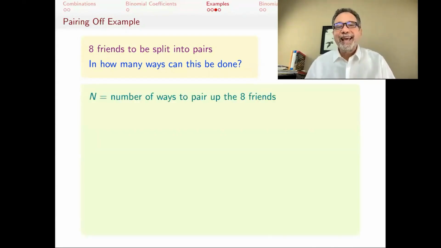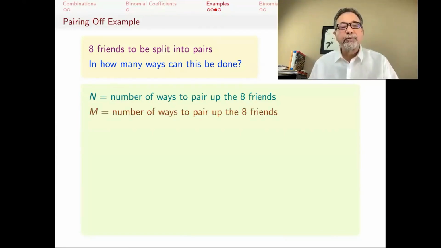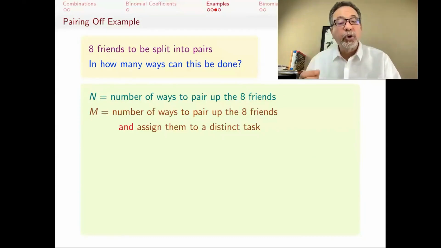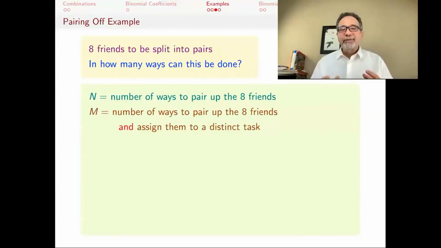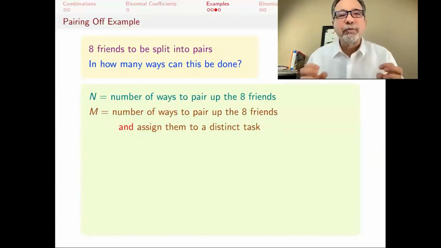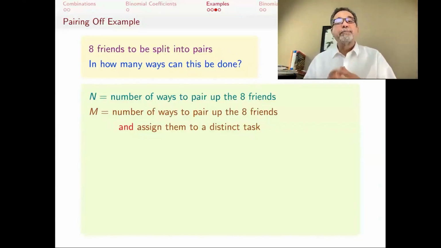We're going to say that N is going to be the number of ways to pair up the 8 friends. M is also going to be the number of ways to pair up the 8 friends, but also assign them to a distinct task. M is going to be a little bit different than N. N is the thing we want. How many ways can you pair up the 8 friends?